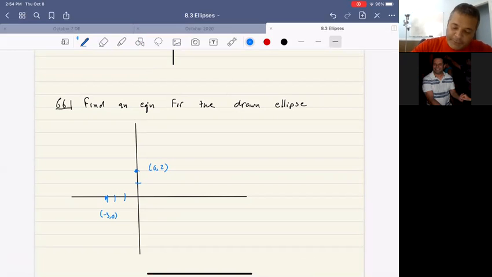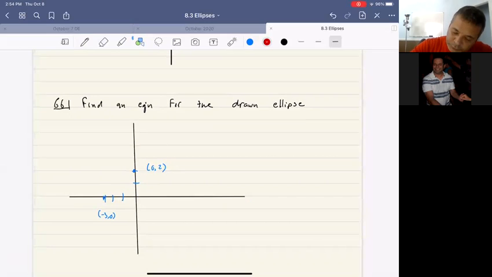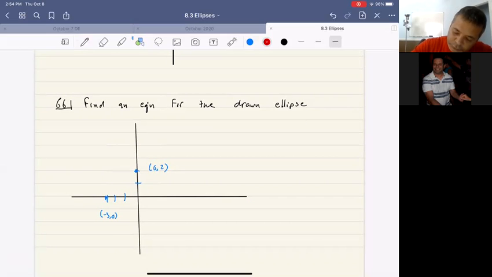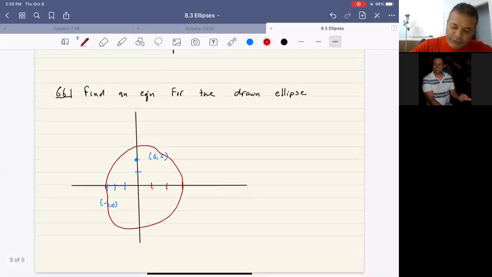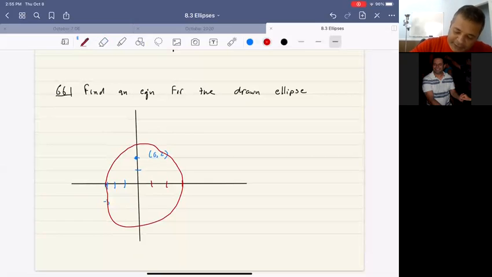Then they give us a picture or a drawing that goes through, but they don't even tell us what this point is up here. Okay, something like that. Let me make that clearly -3, 0. Okay, but we can find it out.